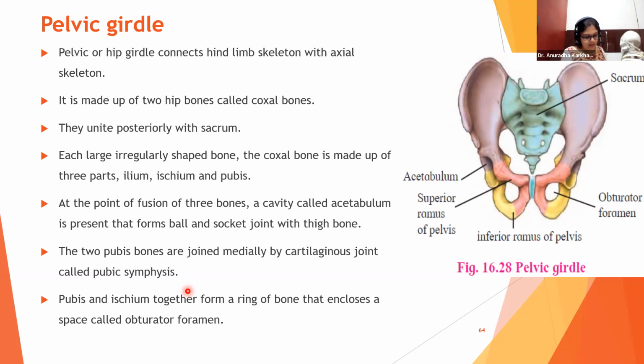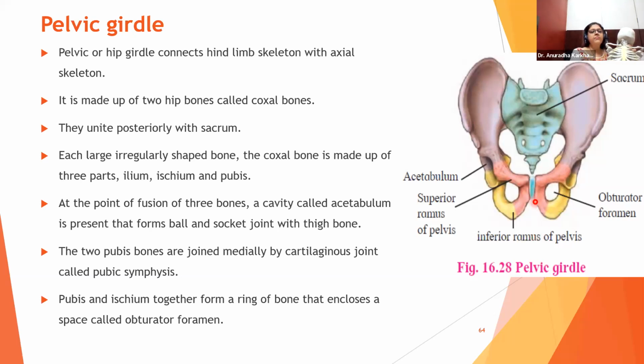So here it seems to be more specific. Look, do you see this cavity? So this cavity is going to be your cavity called as acetabulum for forming joint with the thigh bone. Okay? The two pubic bones are joined medially by cartilaginous joint called as pubic symphysis. So this blue colored part that you can see, this is pubic symphysis.